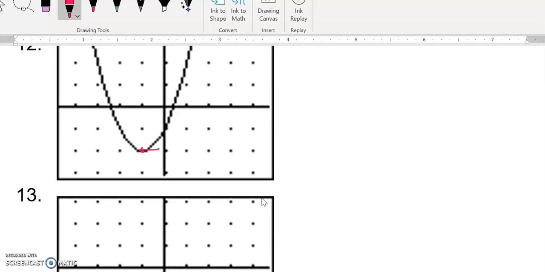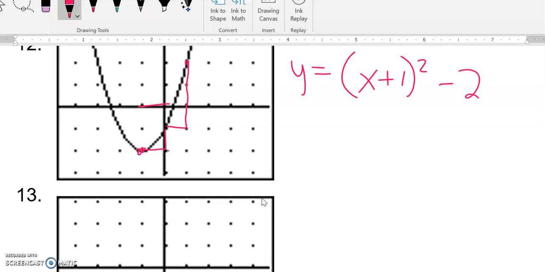There's the vertex over 1, up 1, over 1, 1, 2, 3. It's not narrow or wider. The vertex is there, so y equals, I went 1 over to the left, and I went 1, 2 down, and my vertex is at negative 1, negative 2.